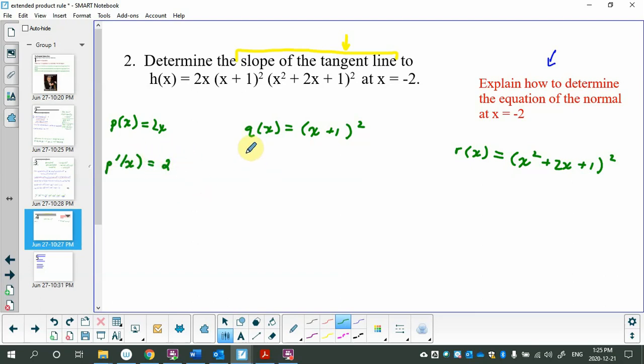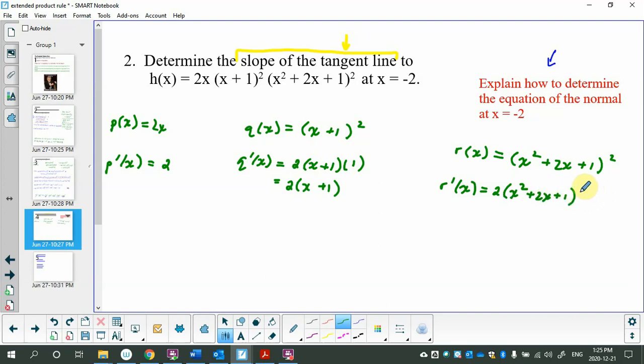P prime is 2. That's simple. Sorry for my chicken scratch. For Q prime, drop the 2, keep writing, make it a 1, go inside, take the derivative, clean it up, because it's probably a good idea to clean it up there. And R prime at x, the third one, drop the 2, keep writing, make it a 1, so invisible exponent, and this is going to be a binomial, so 2x plus 2, done. So yes, this is factorable, but I'm going to leave it. So time for the derivative.